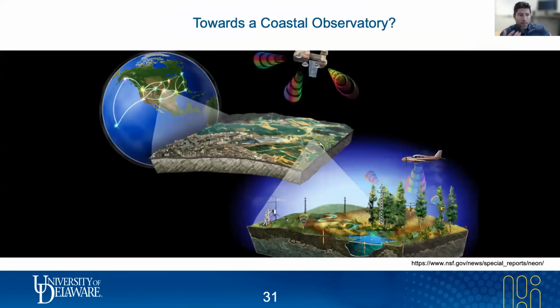And finally, I want to end this discussion with an idea of coastal observatories. Maybe some of you, or most of you, are familiar with NEON, the National Ecological Observatory Network. But NEON is limited to mostly terrestrial ecosystems, and coastal ecosystems have been left behind. And there have been some talks about developing this coastal observatory. But how are we going to do this?